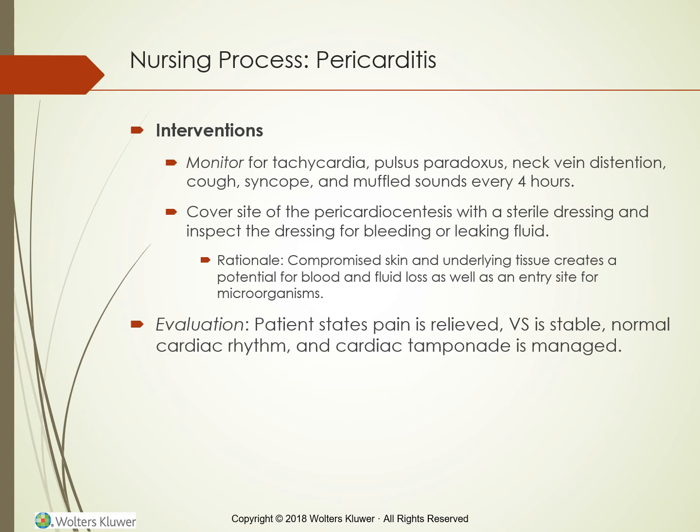Reviewing interventions again for pericarditis: monitor for tachycardia, pulsus paradoxus, neck vein distension, cough, syncope, and muffled sounds every 4 hours. Cover the site of the pericardiocentesis with a sterile dressing and inspect the dressing for bleeding or leaking fluid. Compromised skin and underlying tissue creates a potential for blood and fluid loss, as well as an entry site for microorganisms. Evaluation: patient states pain is relieved, vital signs are stable, normal cardiac rhythm, and cardiac tamponade is managed.